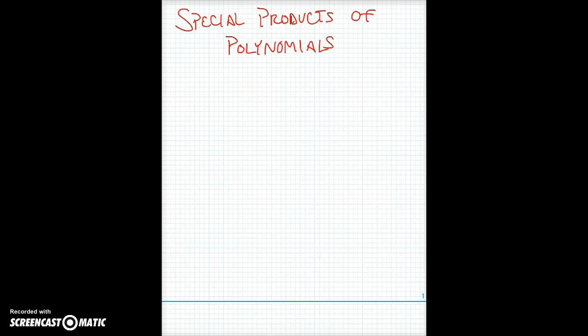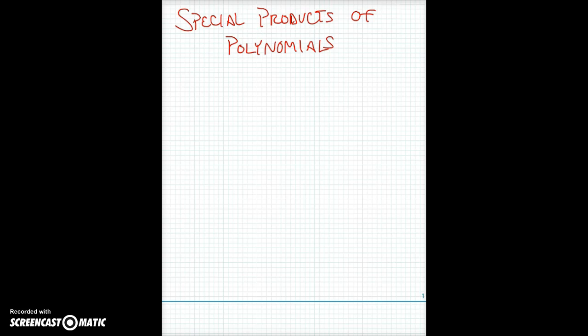Previously, we learned how to multiply polynomials using the distributive property. There are some special cases where we can identify some patterns to help us find the product more quickly. These patterns will also be useful when we go to factor polynomials.